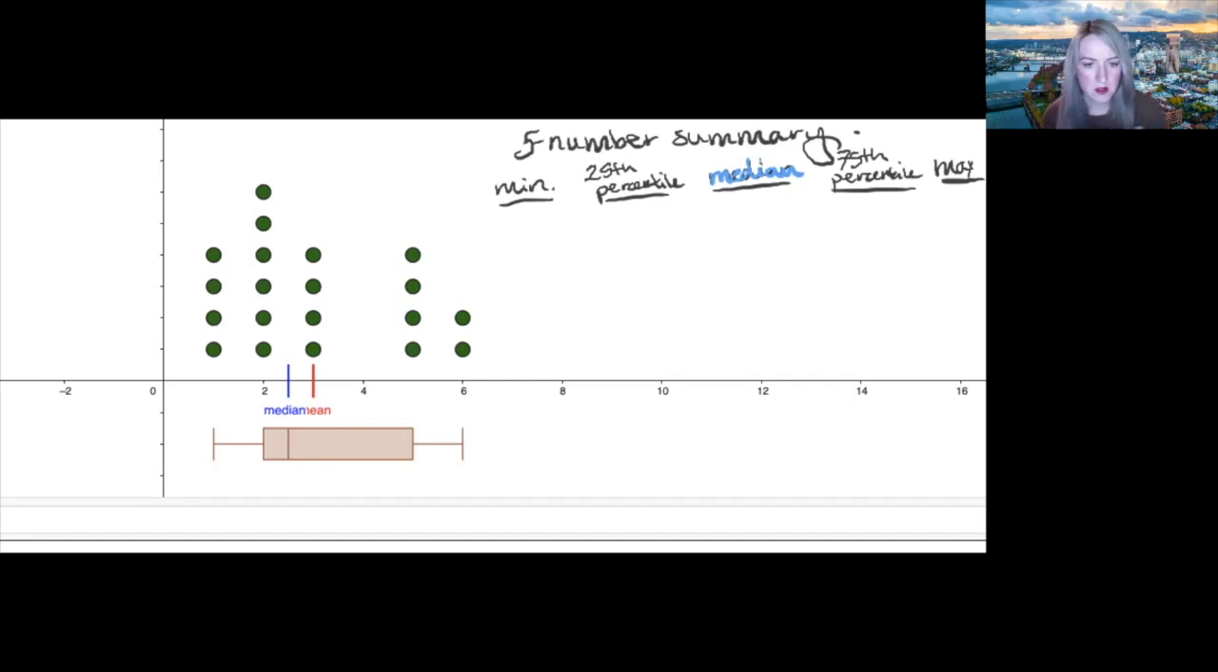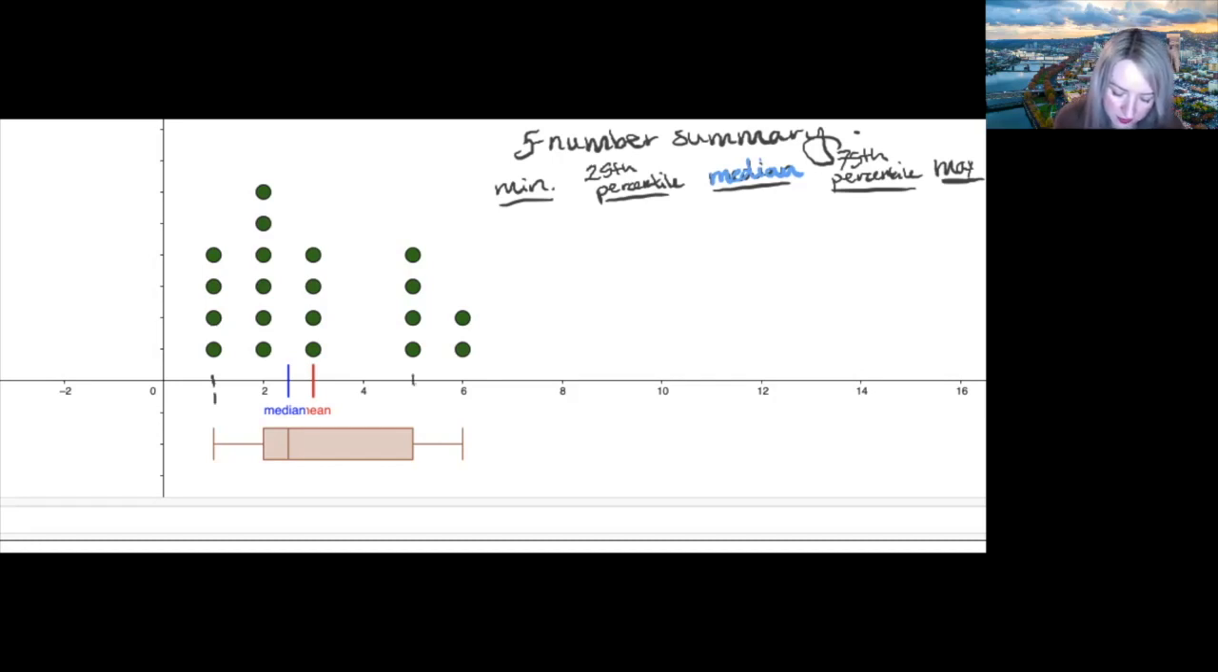Okay, so the minimum would be the least data point in this data set. And this is right here. I've zoomed in a little bit, so now it's not showing tick marks for every one, it's showing tick marks for every 2. So we know that that's halfway between 0 and 2, so this is a value of 1.